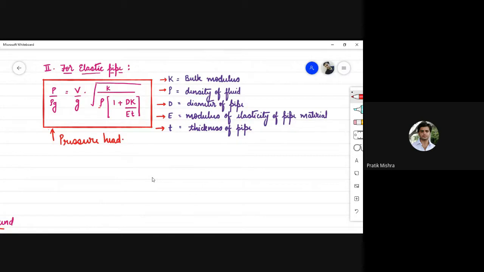So hopefully the phenomenon of water hammer is very much clear, and how we are going to calculate the value of pressure head for sudden closure and gradual closure is also very much clear to you.